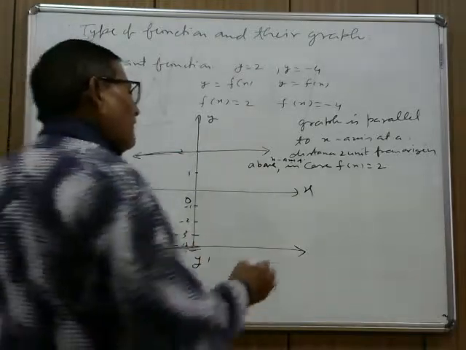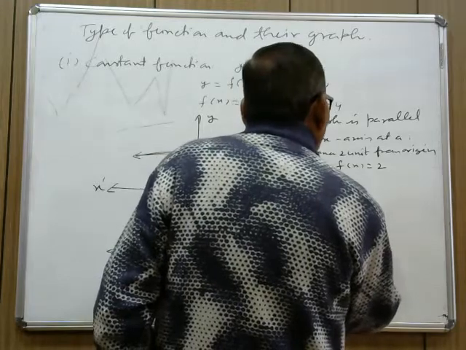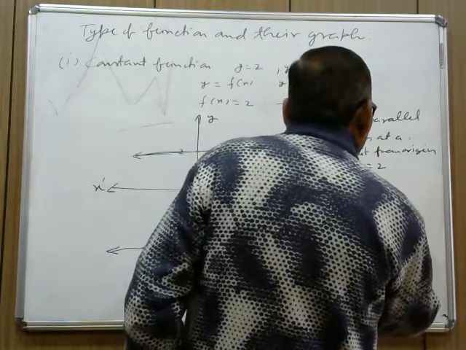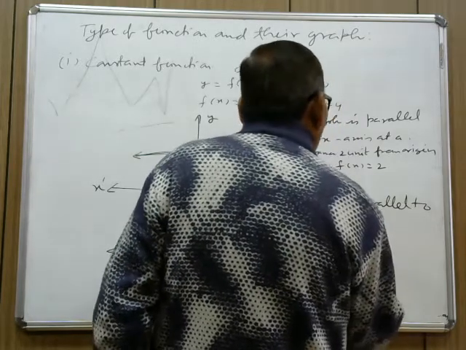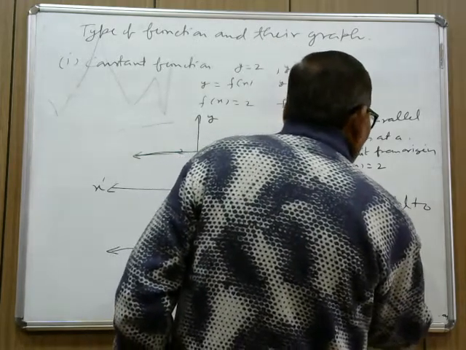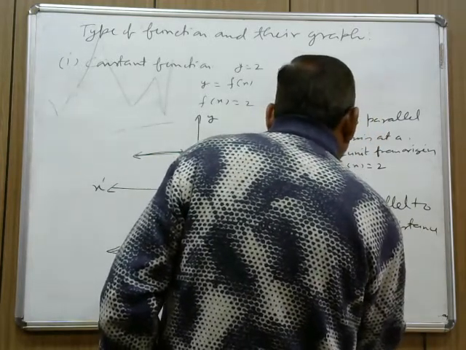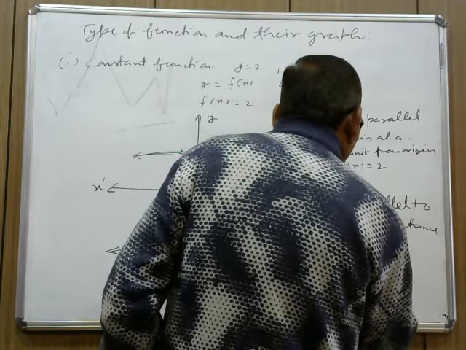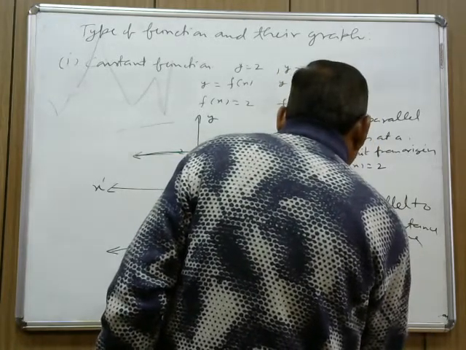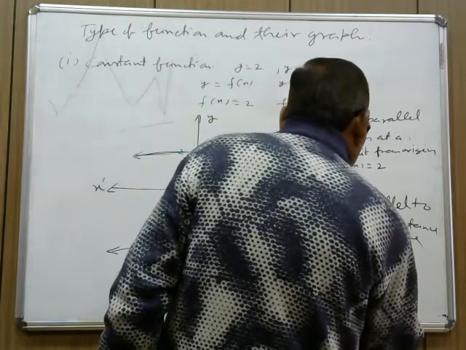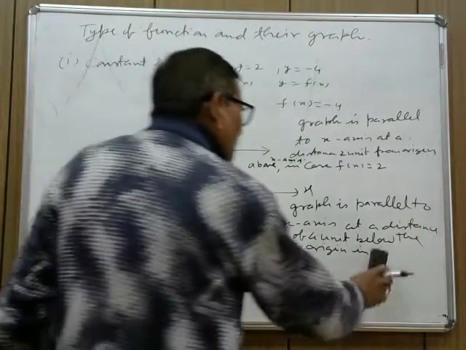And in case of f(x) equal to minus 4, your graph is parallel to the x-axis at a distance of 4 units below the origin, in case f(x) is equal to minus 4.